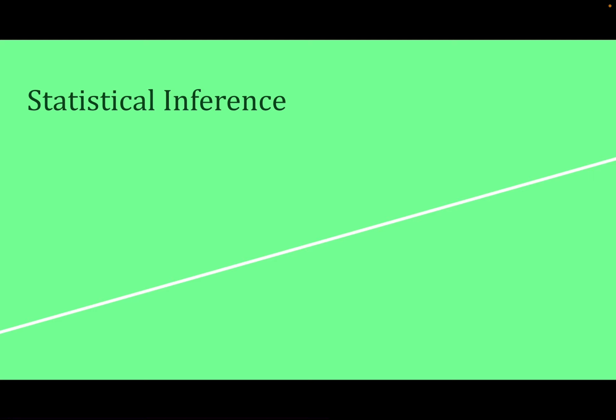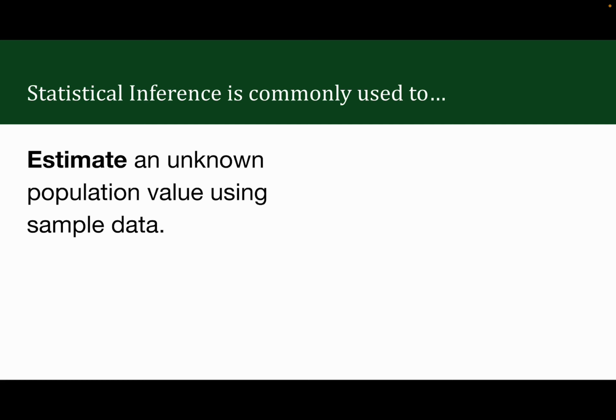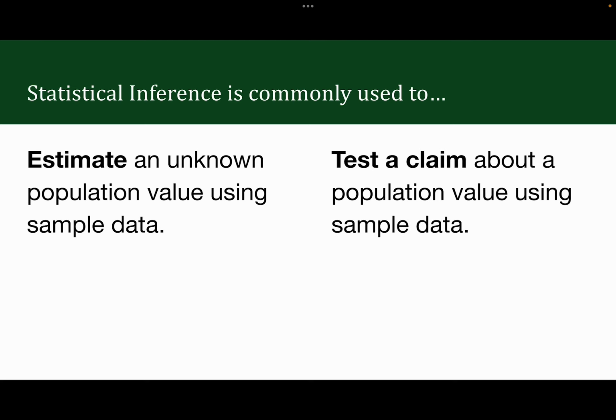Statistical inference is commonly used to do two specific things. First, we can use statistical inference to estimate an unknown population value using sample data from that population. Or we can test a claim about a population using sample data. We're going to start with estimation in week 4, and that's all we're doing this week. The remainder of the class, weeks 5 through 7, are going to be about testing claims, because that's very common.